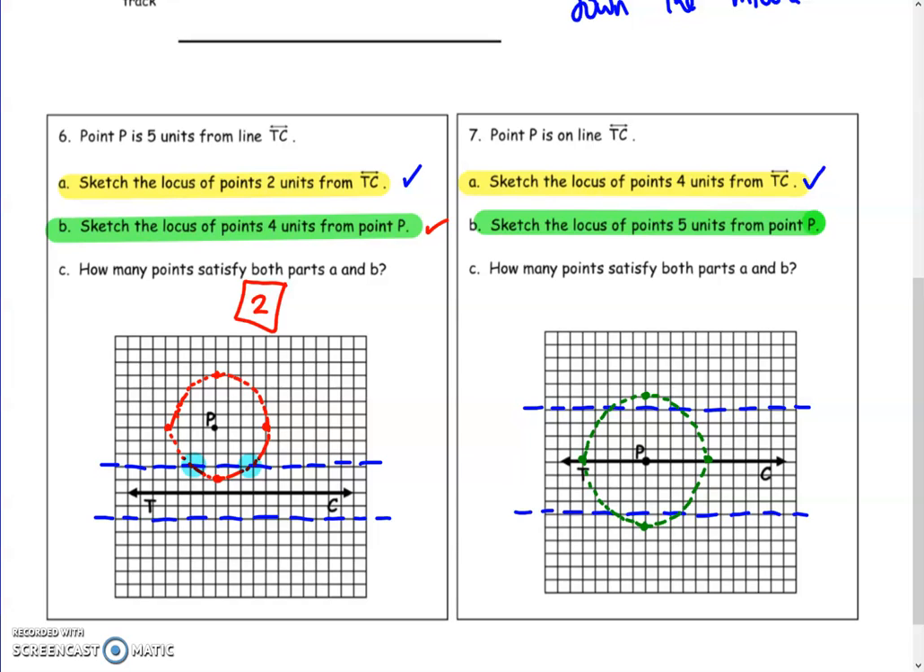Now the follow-up is going to be how many points satisfy both parts. So you're only concerned about where what you sketched in crosses, not where it crosses the original line TC. So 1, 2, 3, 4. 4 points satisfy both parts.